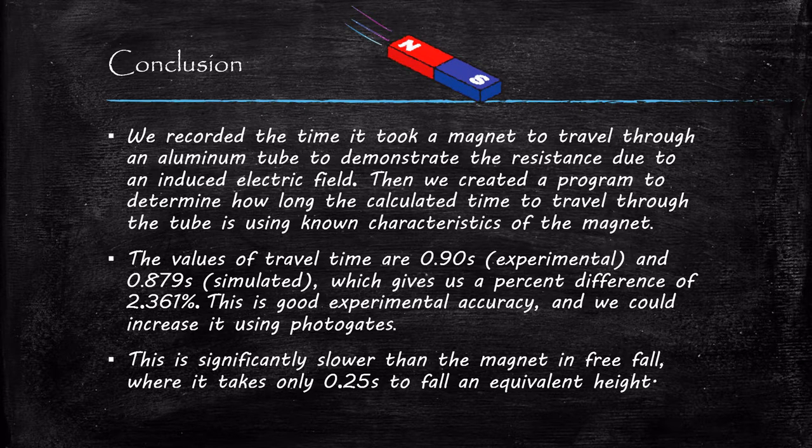There is a significantly slower velocity for the magnet in the tube than in free fall, because if it was in free fall, it only takes 0.25 seconds. So we know that the tube actually slows down the magnet a significant amount, and that is because of the induced current that we observed in this lab.